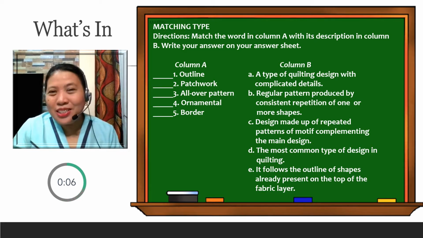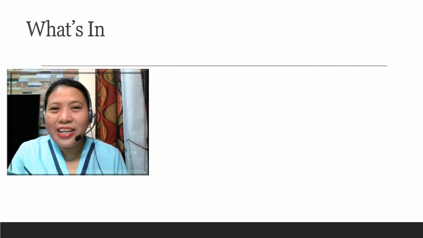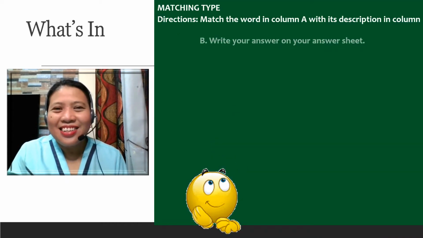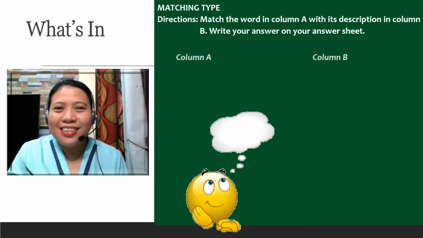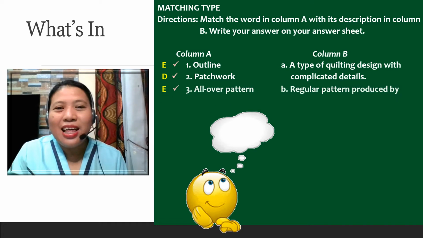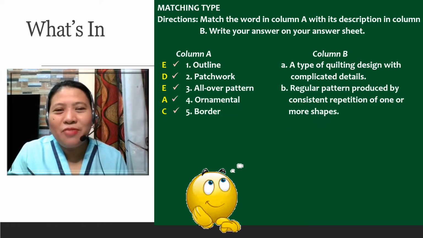Alright, time's up. Let's check your answer. Let's find out whether you have gotten all the correct answers. Kindly get your pen and check your work. Number 1 is E, number 2 is D, number 3 is E, number 4 is A, and number 5 is C.